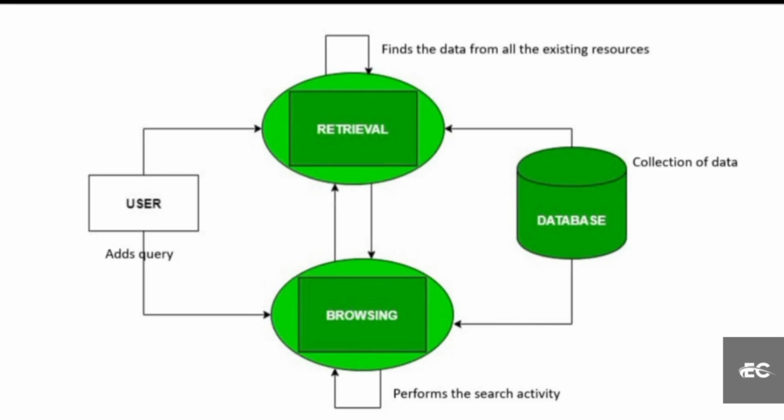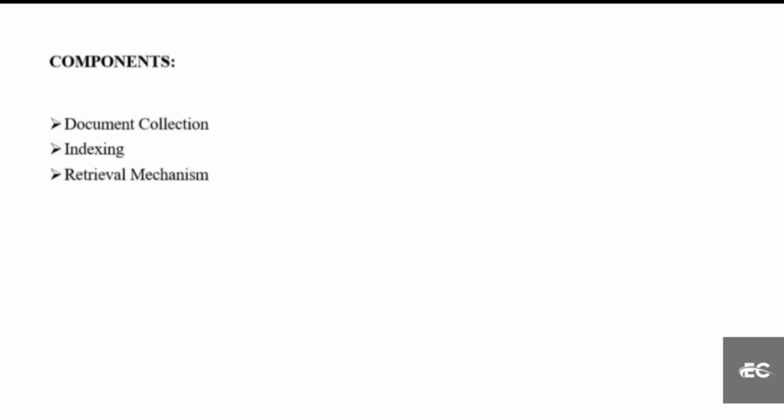And the last is the database. Database in the sense collection of the data. It can be defined as an organized collection of the data which is stored and controlled by the database management system. And the next is the components. The components of information retrieval system can be broadly classified into three main types. They are document collection, indexing, and retrieval mechanism.